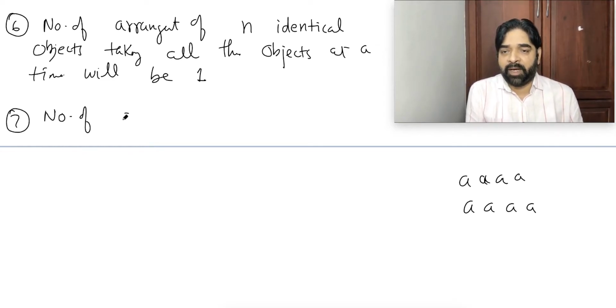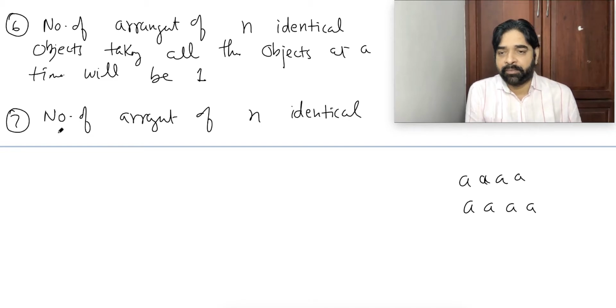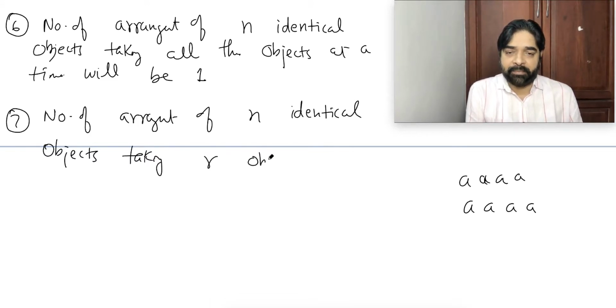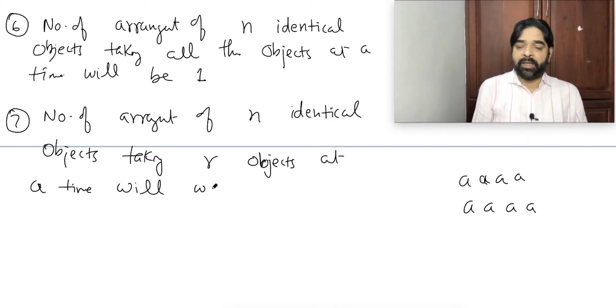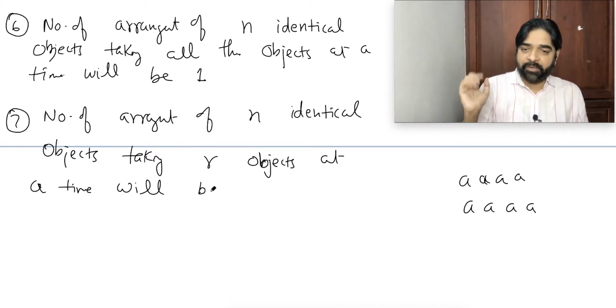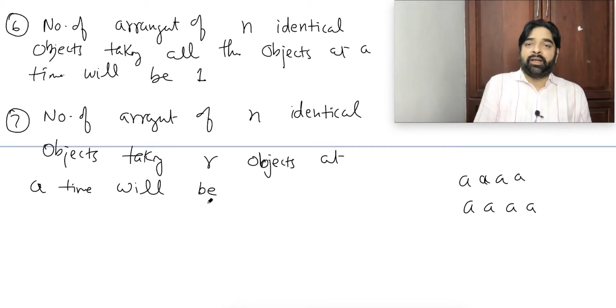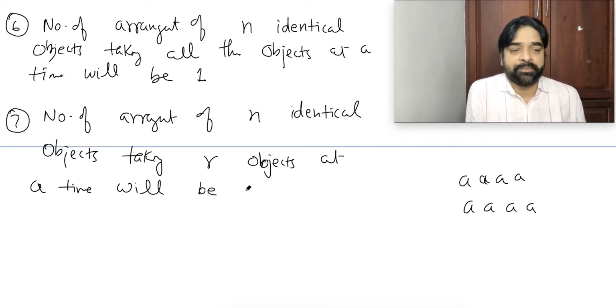Number of arrangements of n identical objects taking r objects at a time. Use logic. Tell me the answer. Whenever you get confused, take an example, think, and let me know. What is the answer?